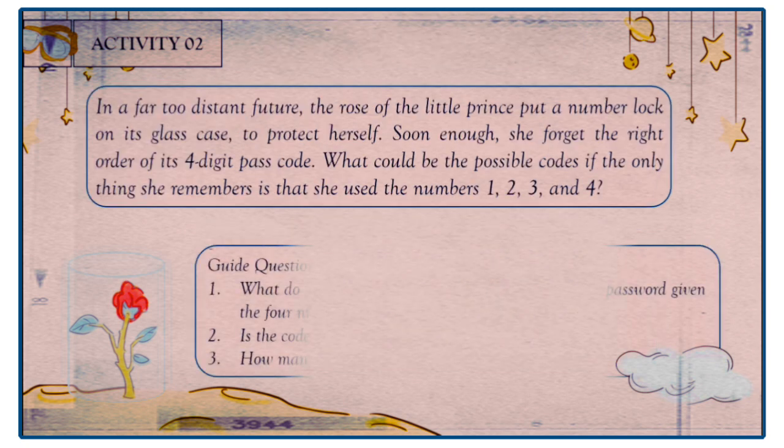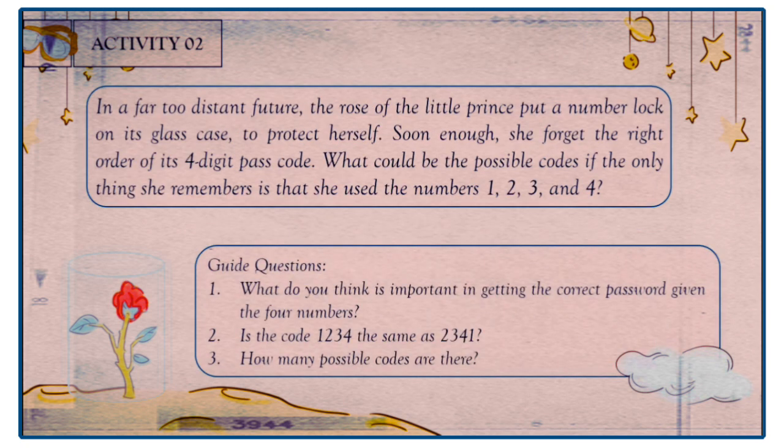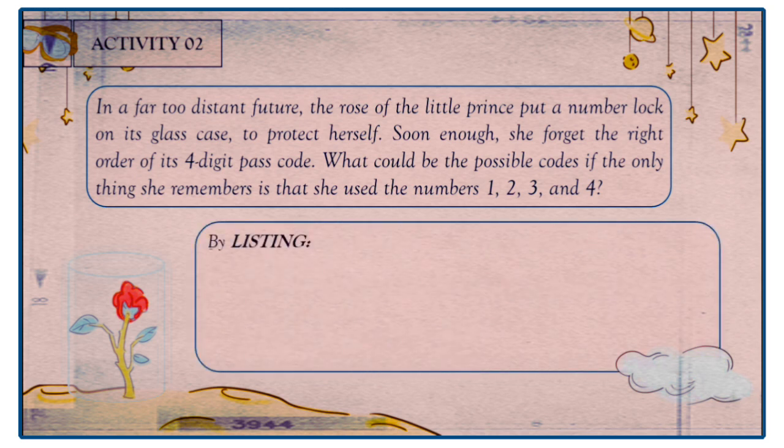And in this case, these are the things that I want you guys to think about. Is it important in getting the correct password, given the four numbers, to take note of the arrangement, the numbers used, the repetition? And at the same time, is the code 1234 the same as 2341? And how many possible codes are there that we can try out in order to open this glass case? So basically, there are three different methods that you can use. And I'll just show two of them because the other one is basically relying on the first one, which is the listing method. So if you have all the time in the world, you can simply list down all of the possible passwords.